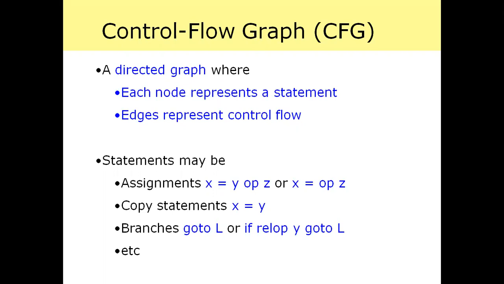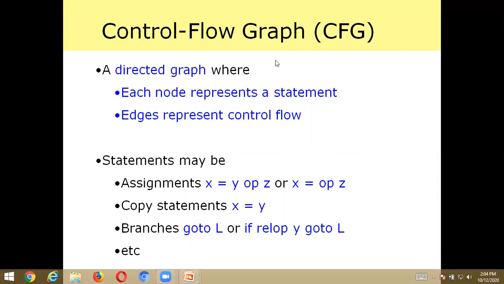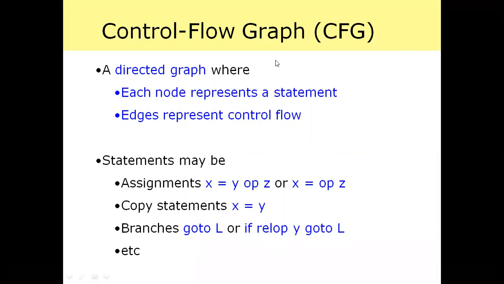And branches: goto L, or if x relop y goto L, where the relational operator may be less than, greater than, less than or equal to, greater than or equal to, not equal to, or equal to, whatever it may be. Then goto L, where L is a leader, or a label; we can consider L as a label, and so on. These are some of the rules we have for representing flow graphs. We need to follow all of these, right?